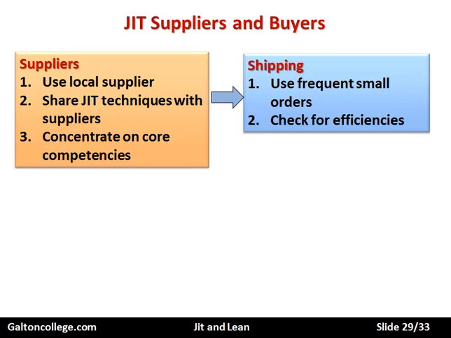But use small quantities so the orders are coming through and there's no reliance on one big order, which will be delivered and then most of it will sit idle until it's needed. Use the small orders because they will be used up efficiently and quickly. And always check for efficiencies to see what the economics of the whole process is. Is it efficient?